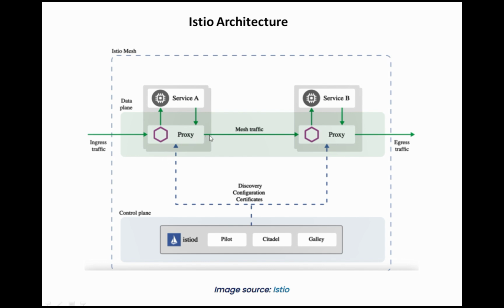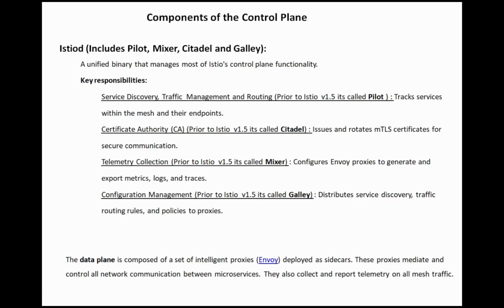The request is sent to service B, where it is received by the proxy container running alongside service B. The proxy intercepts the request, validates it as per the policy, and then sends it to service B. Service B gives the response, which passes back through the same channel. So this is a typical communication between two microservices.